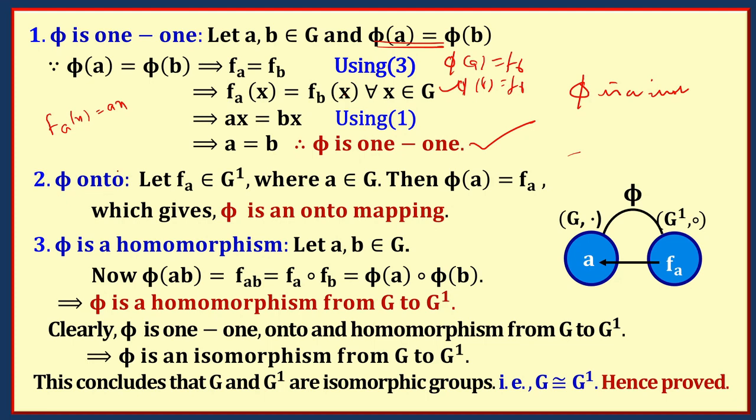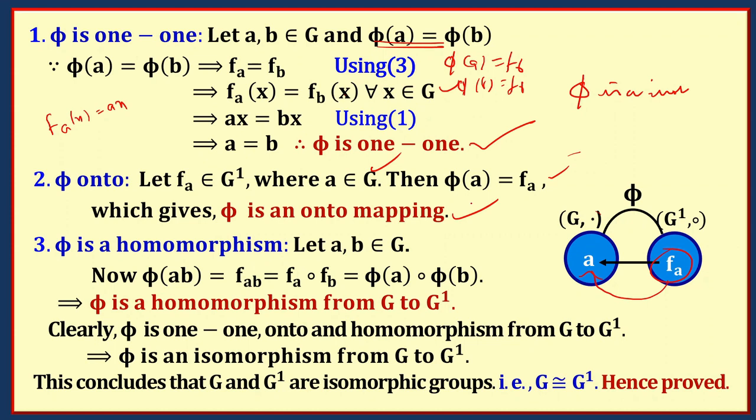The second one, pi is onto mapping. Onto mapping means every element in the codomain has a pre-image element in the domain. So G is the domain. Codomain is G dash. G dash contains permutations Fa, where A belongs to G. Then pi of A is equal to Fa, with the definition of equation 3. We defined a mapping, which gives pi is an onto mapping. So every element in the codomain has a pre-image element in the domain. Pi of A is equal to Fa is the onto mapping.